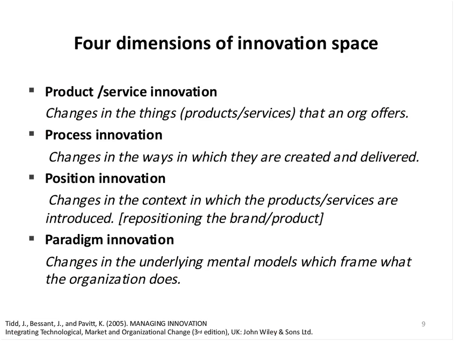There are 4 dimensions of innovation space: product and service innovation, which talks about changes in things; process innovation, which talks about changes in the ways in which they are created. So product innovation is about how to improve the product, how to make a new product. Process innovation has to do with how we are going to make this product more efficiently, reduce the cost of production, or make the production faster, or use fewer employees.